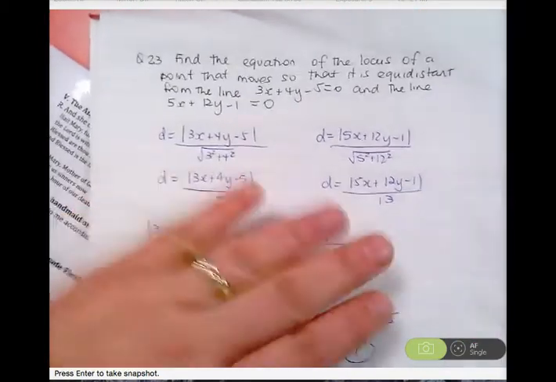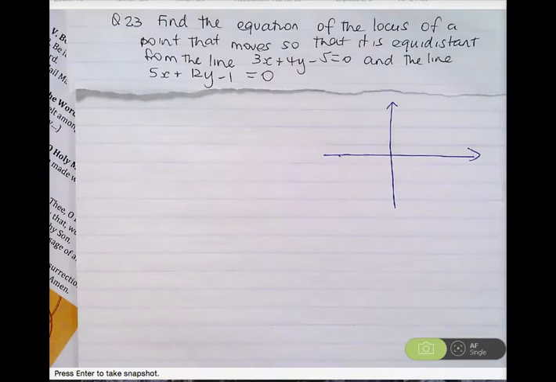Oh, it's question 23. Okay, now. Sorry, question 23, same exercise. Last one, I've actually got the answer there. I'll just cut it off and I'll do it again. One sec. The locus of a point that moves so that it is equidistant from those two lines, 3x plus 4y minus 5 equals 0, and 5x plus 12y minus 1 is 0. You want the locus of a point that moves so that the point is equidistant from the line.